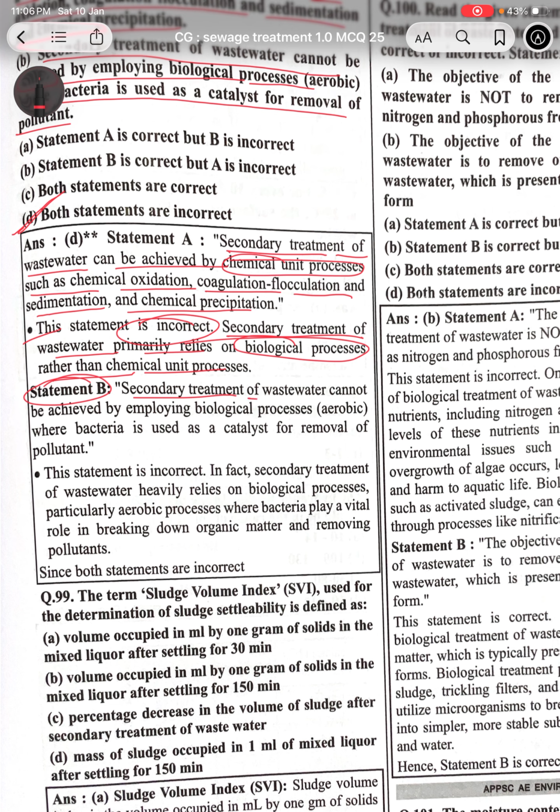Statement B: Secondary treatment of wastewater cannot be achieved by employing biological aerobic processes where bacteria are used as catalysts for the removal of pollutants. This statement is incorrect. In fact, secondary treatment of wastewater heavily relies on biological processes, particularly aerobic processes, where bacteria play a vital role in breaking down organic matter and removing pollutants. Since both statements are incorrect.